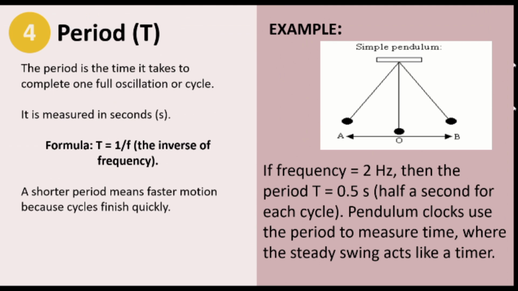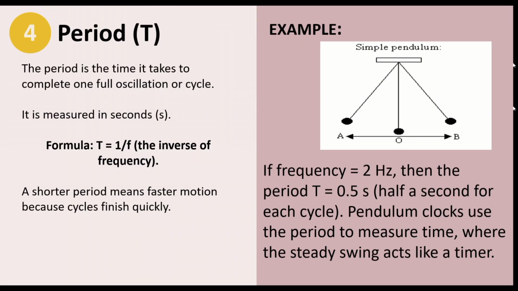Here's a question for you. If an object has a frequency of 2 hertz, what's its period? Right, it's 0.5 seconds, meaning 1 cycle takes half a second. Think about a pendulum clock. The steady back and forth swing has a fixed period, which helps keep accurate time.